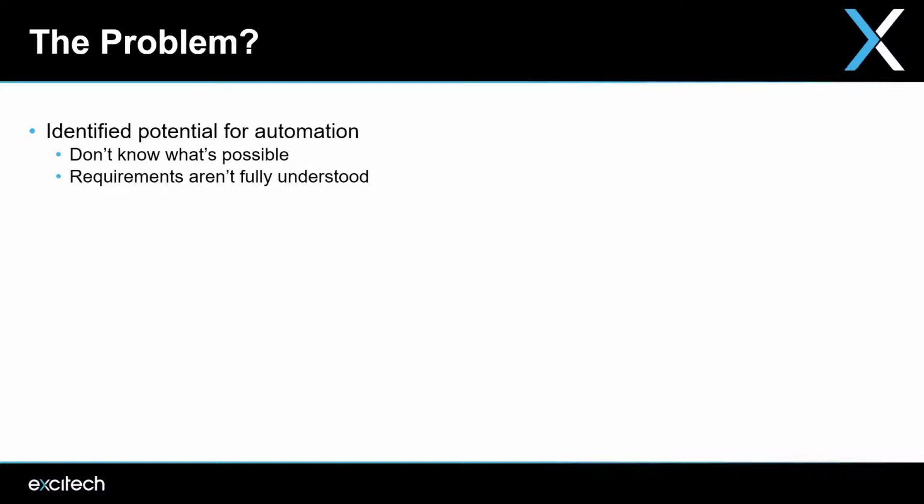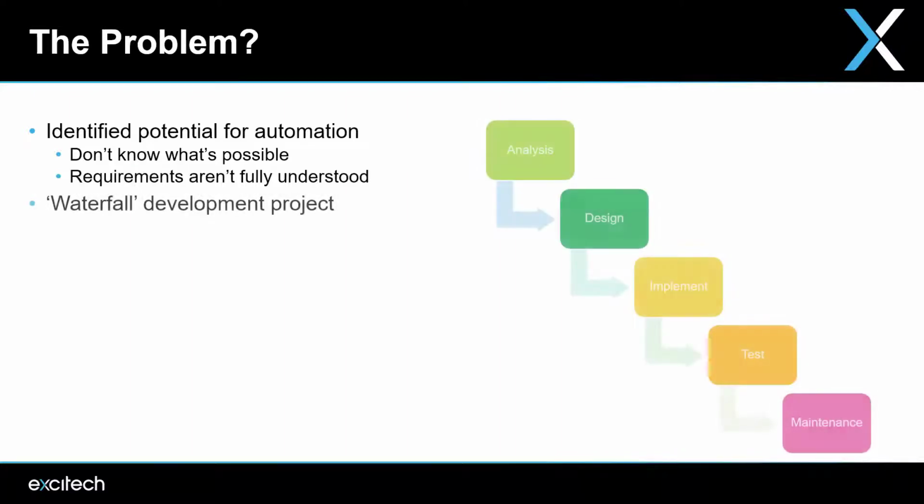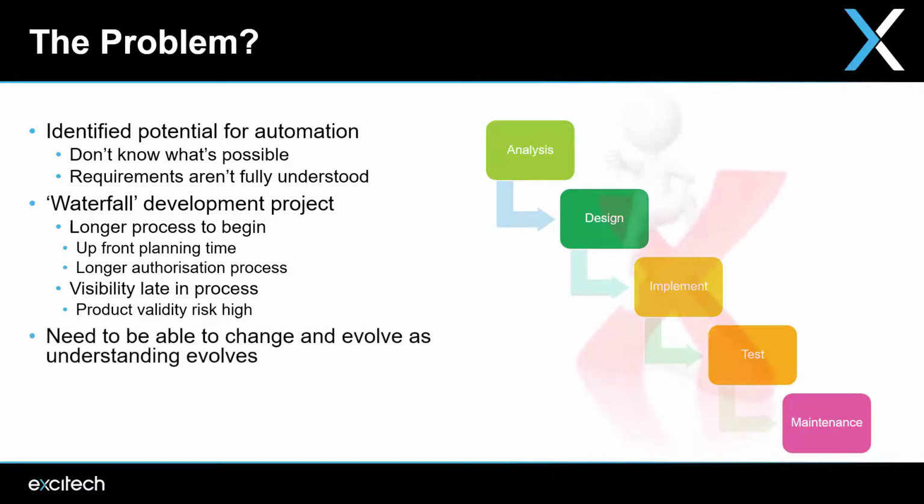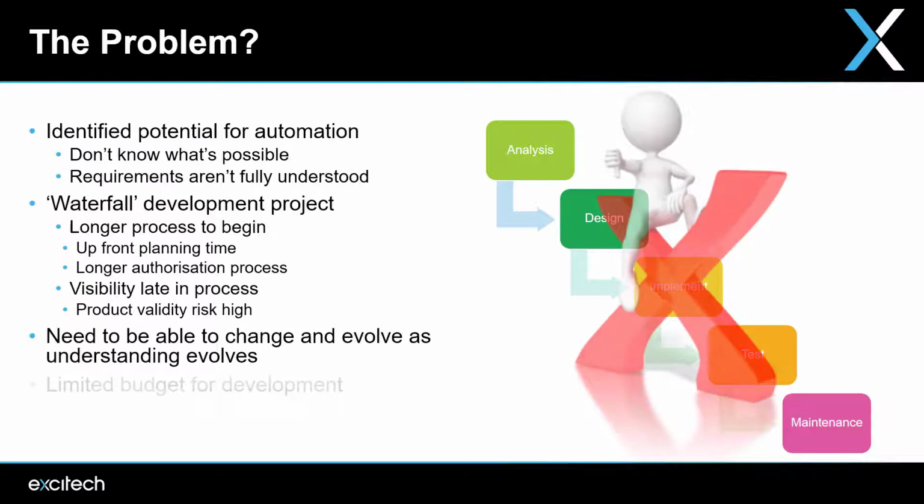In a fairly typical development process, there will be analysis up front to determine requirements, followed by time designing the appropriate solution, implementation, and finally at test stage, visibility of the automation solution can be seen. At this point, any misinterpretation or change in requirements can be difficult and costly to implement. When requirements aren't fully understood up front on all sides, this can be a risky approach. Often there is a need to be able to evolve and change as understanding grows.